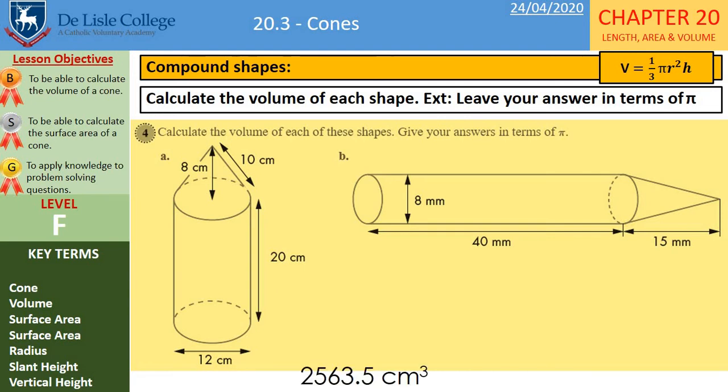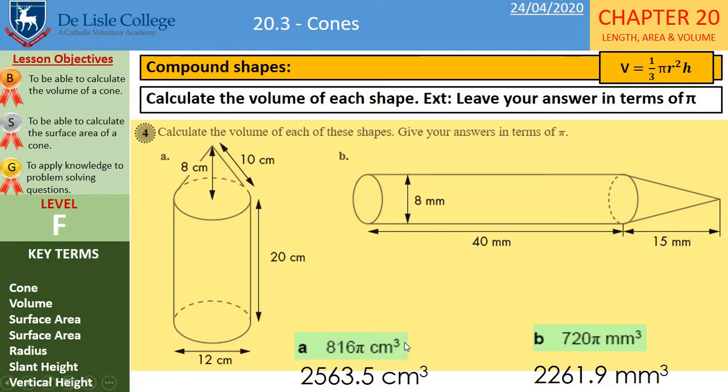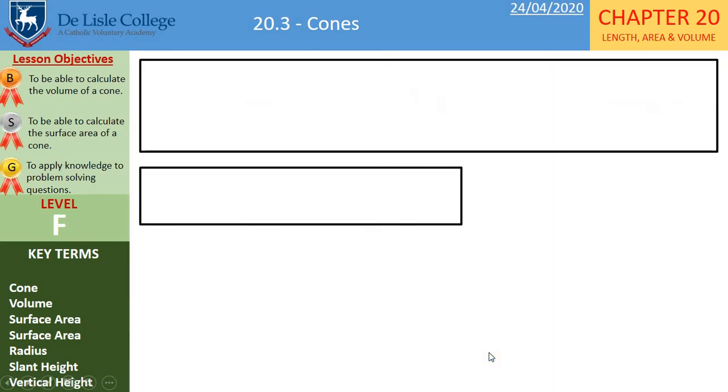Very good. So for question 4, you should have 2,563.5 centimetres cubed to one decimal place, and therefore 816 pi. You should have 2,261.9 millimetres cubed, or 720 pi millimetres cubed. Notice how with all these examples, just because it's in terms of pi doesn't mean these units are now not important. You must also include them.